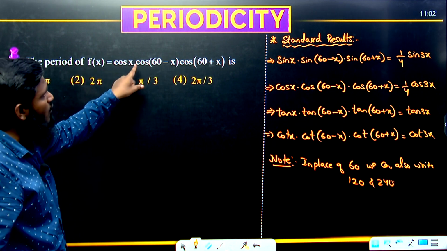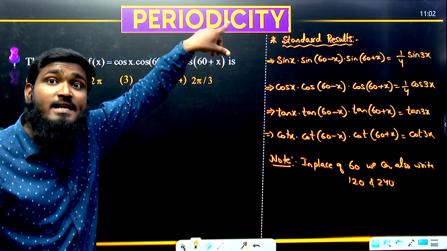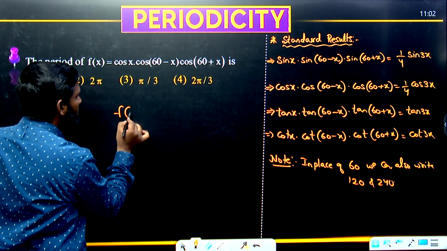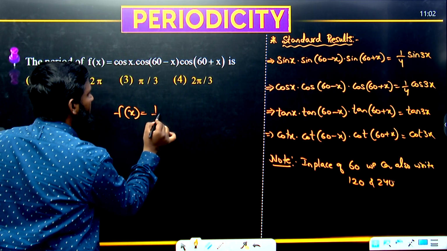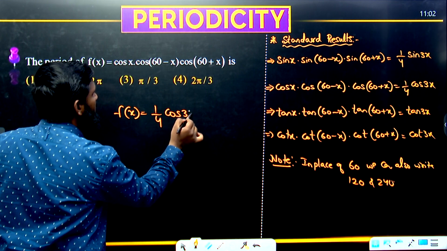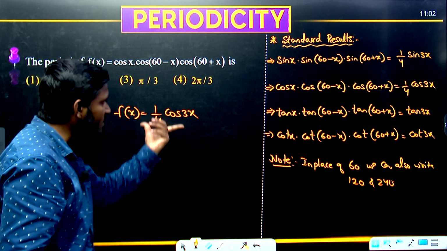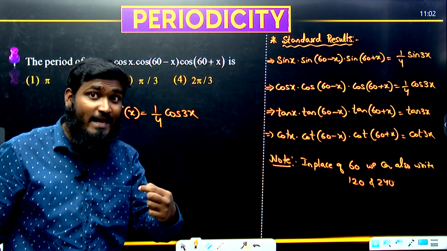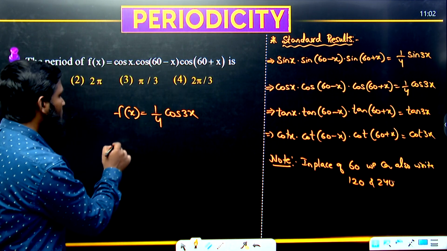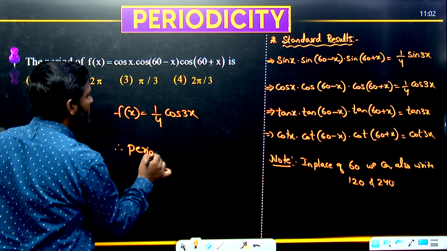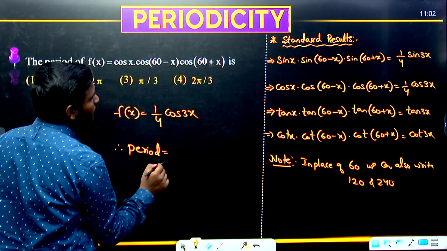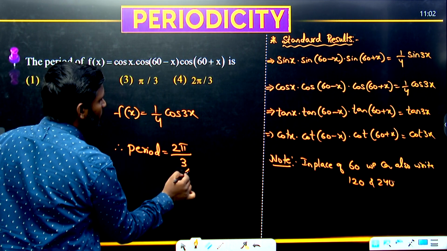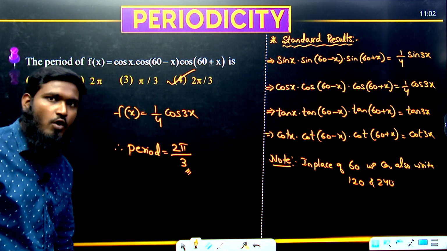If f(x) = cos x · cos(60° − x) · cos(60° + x), what do we write? 1/4 cos 3x. So in place of that complete expression, we write 1/4 cos 3x. This is our function, and for this function we have to find the period. What is the period formula? T divided by mod A. Yes or no? T divided by mod A. So the period is equal to T divided by |A|. What is the T value? For the cos function, T is 2π, divided by the A value 3. What answer do we get? 2π/3. Option 4.